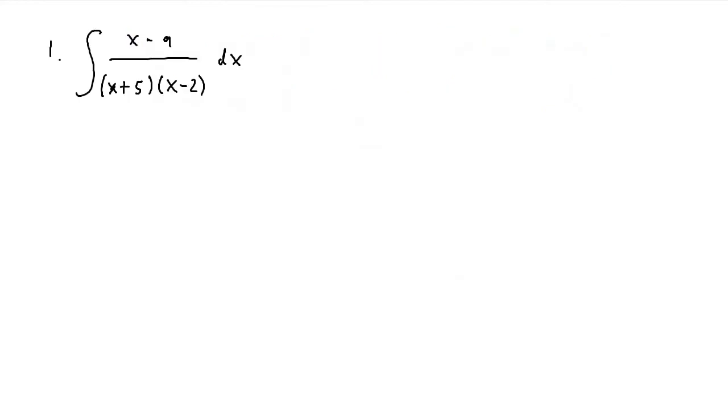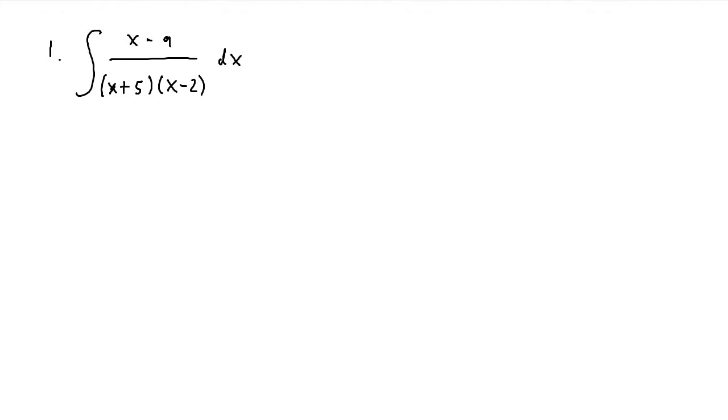So now for number 1, we have the integral of x minus 9 over x plus 5 times x minus 2 dx. Realize that the highest degree of the denominator, when I FOIL this, we get x squared as the highest degree. That is going to be greater than the highest degree of the numerator, which is x to the first, so we can use partial fraction decomposition on this problem.